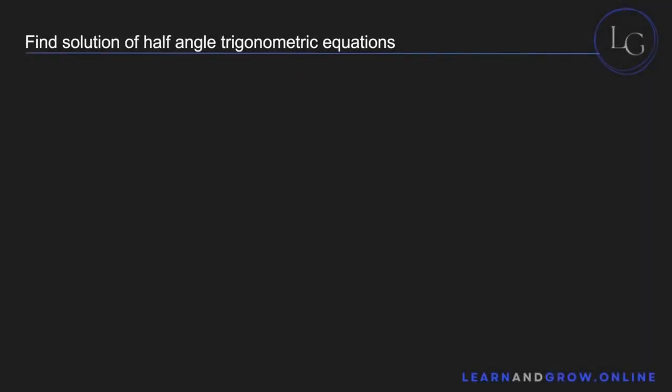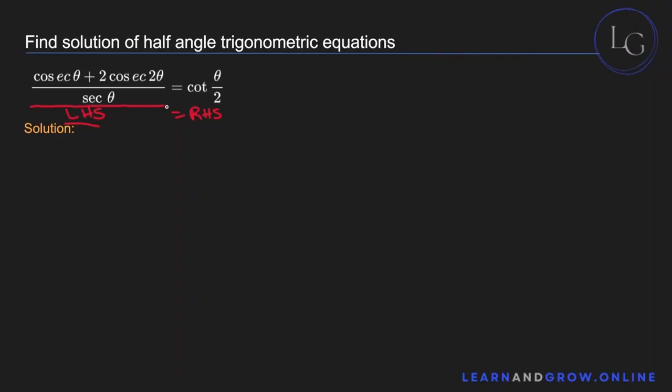Now let's find the solution of a half angle trigonometric equation. And we'll use the half angle property over here. So we need to prove that this left-hand side of the equation is equal to this right-hand side, and basically we'll take the left-hand side in this case because it's easier to go from a bigger expression to a smaller expression, and the bigger expression is on the left-hand side over here. Okay, and we'll apply the properties on it to eventually turn it into the right-hand side.